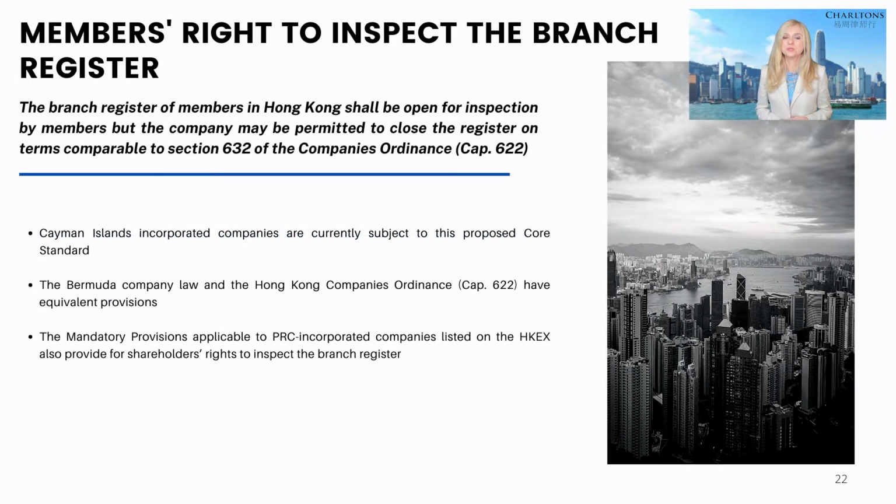The proposed core standards will also require listed companies to make the Hong Kong branch register of members open for inspection, although they may be permitted to close the register on terms comparable to Section 632 of the Hong Kong Companies Ordinance.